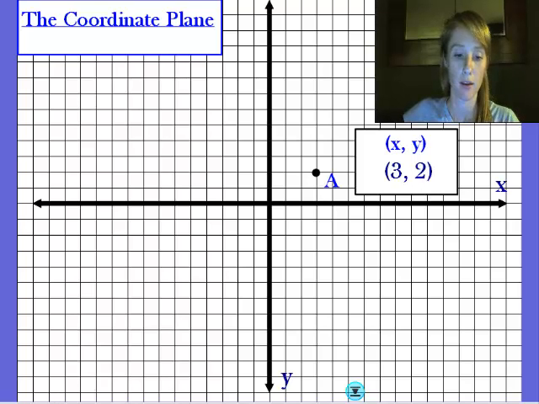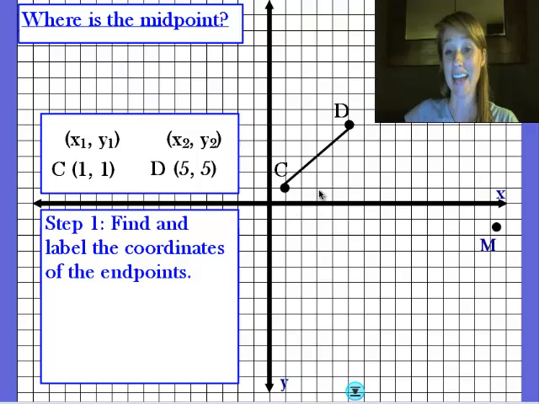But we're going to be working with line segments on the coordinate plane. So we have our line segment here, CD. C is an endpoint, and D is our other endpoint. What we want to find is the location of the midpoint along this line segment. Step 1 to find the midpoint is to find and label the coordinates of our endpoints. Again, our endpoints are C and D.